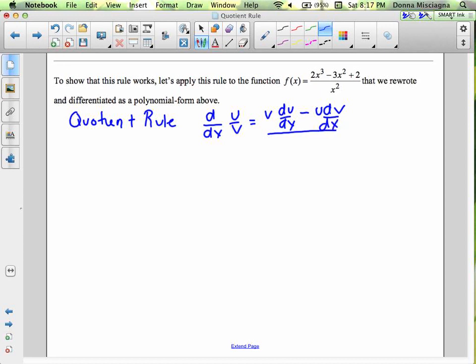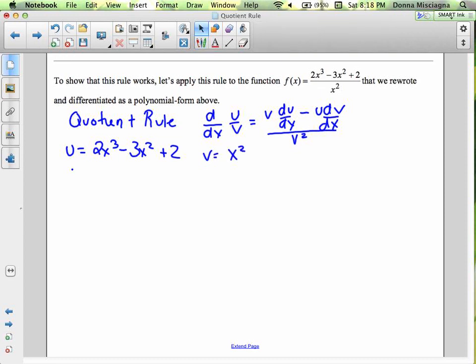All divided by the denominator squared, right? And so let's identify our u's and our v's and our du's and dv's. So u, our numerator, is 2x cubed minus 3x squared plus 2. And then I'll write v too. The v is x squared. So now let's take the derivative of each of those.